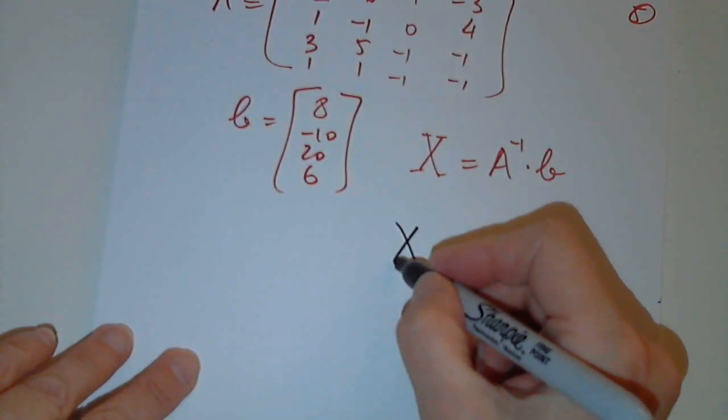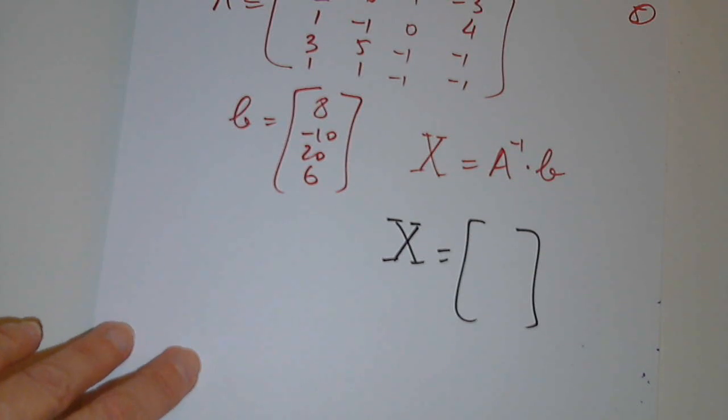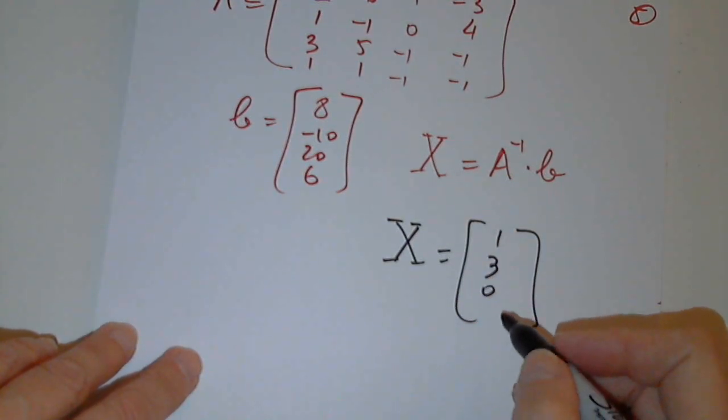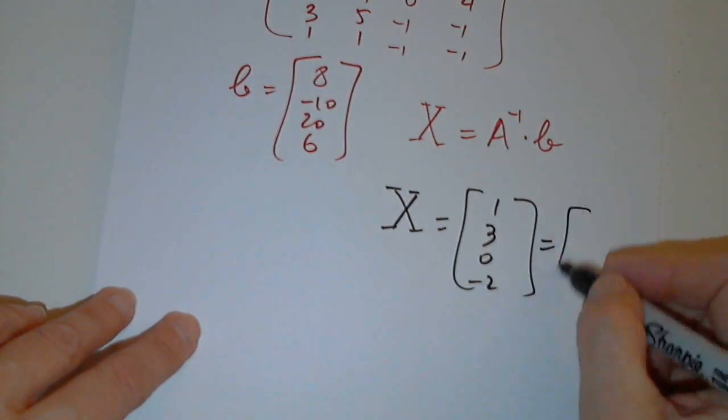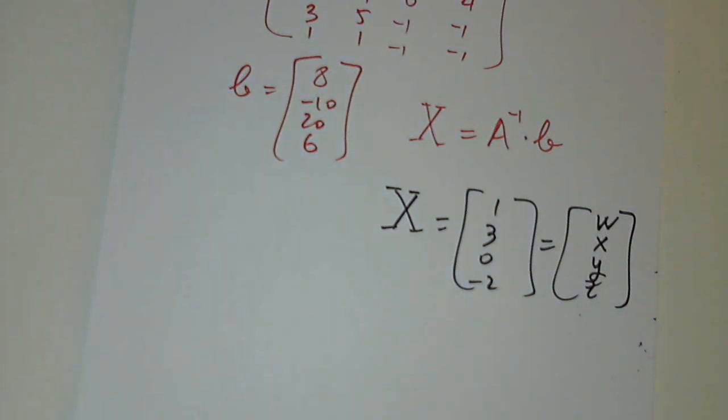So this is the solution: 1, 3, 0, negative 2. And this is nothing else but W, X, Y, Z. And of course, W is 1, X is 3, Y is 0, and Z is negative 2. We have many other methods: Cramer's rule, Gauss-Jordan, Gaussian elimination with back substitution. But this is the easiest to work on with the calculator. Everything else requires more work, as you saw in that software.